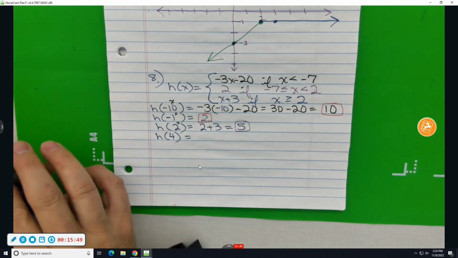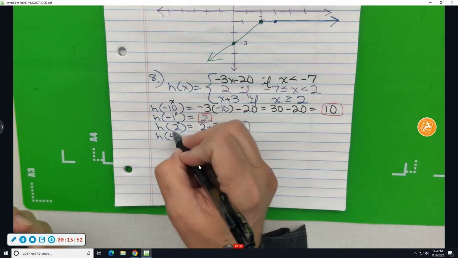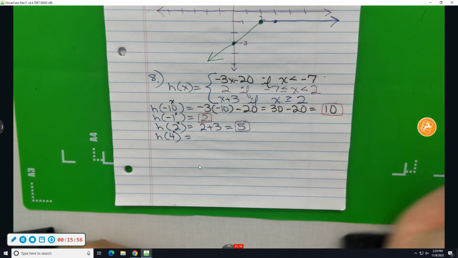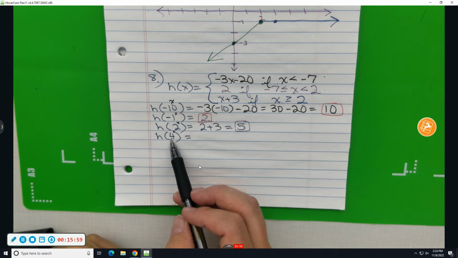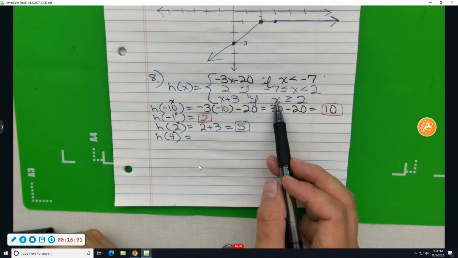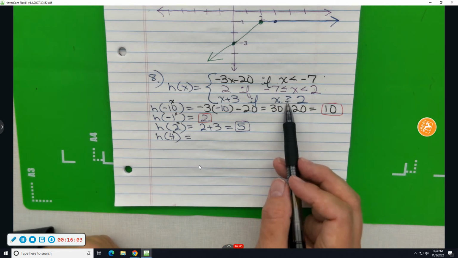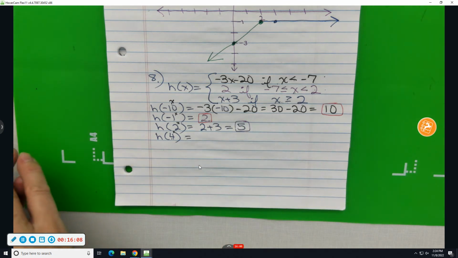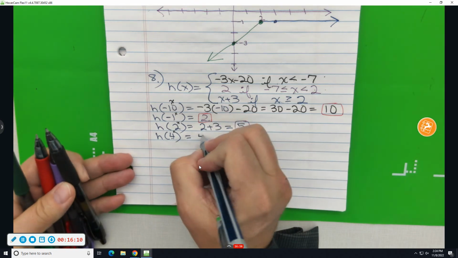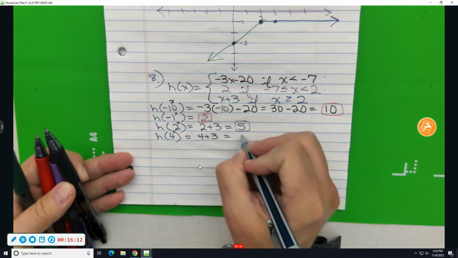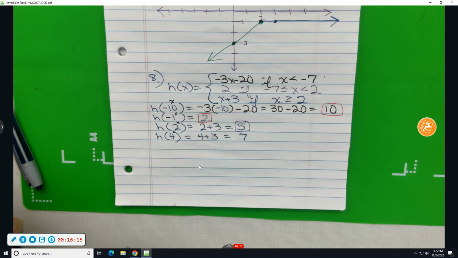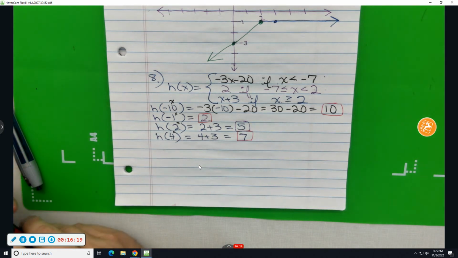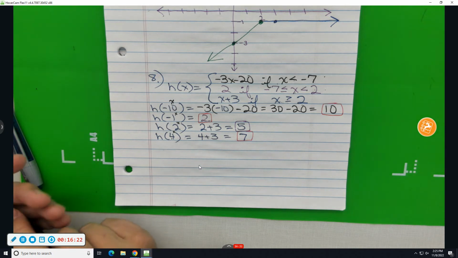And h of 4. Which inequality is satisfied? Are we going to use piece 1, 2, or 3? The x value is 4. I agree, we're going to use the third piece. 4 is greater than or equal to 2. So we'd have 4 plus 3, which gives a y value of 7. Any questions there?